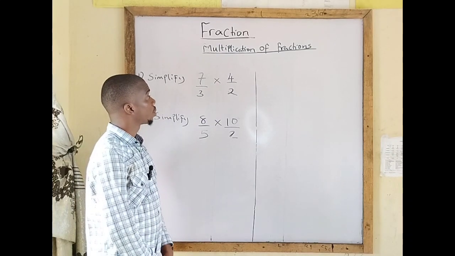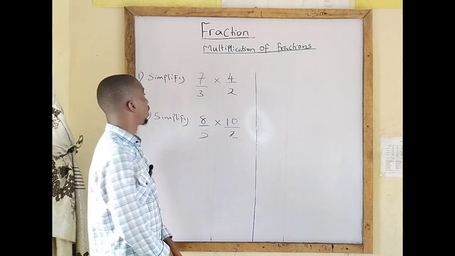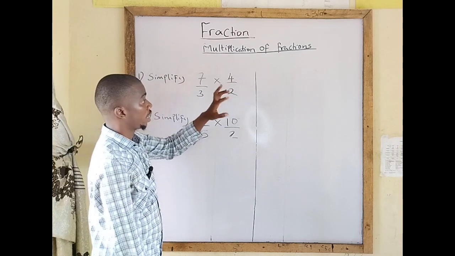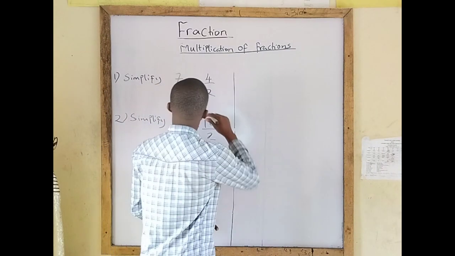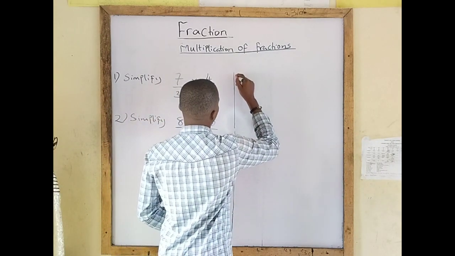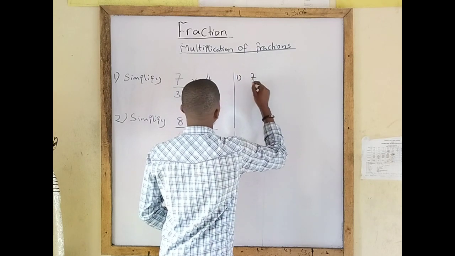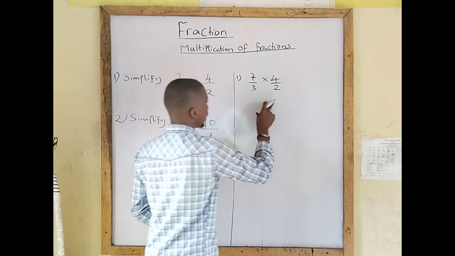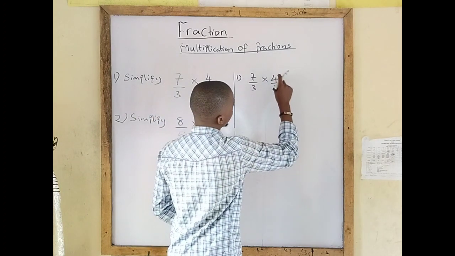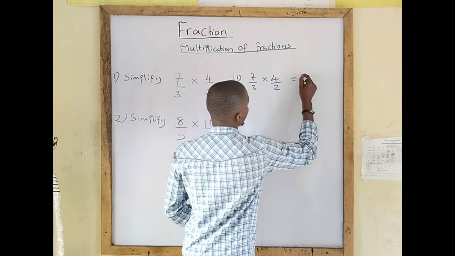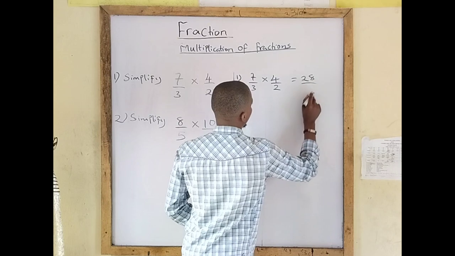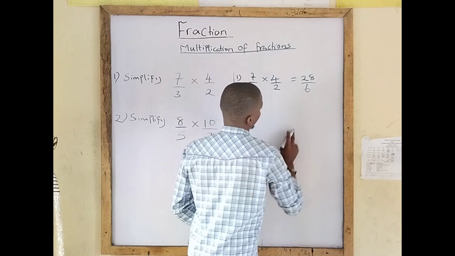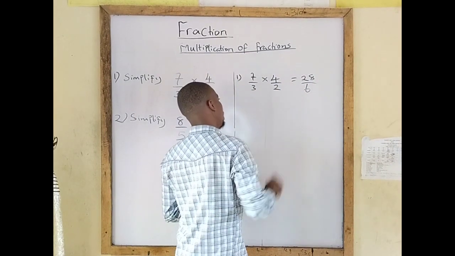Okay, the next thing we are going to consider is multiplication of fractions. The first question says, simplify 7 all over 3 times 4 all over 2. If we multiply this, we have that 7 times 4 is equal to 28, and 3 times 2 is equal to 6. Okay, and we divide them by their common factors.